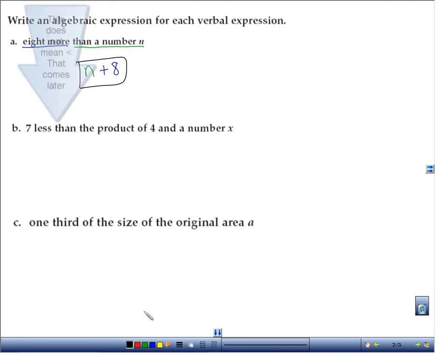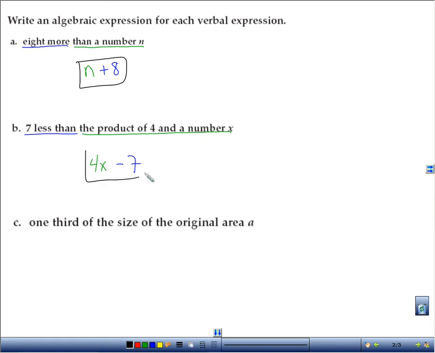In B, it says 7 less than. Well, this, just like more than is adding, less than is subtracting. So we're going to take 7 off of something that we're going to start with. A lot of people get confused. They see 7 less than and they put 7 minus, when really it's 7 that comes off of something else. Well, what does it come off of? It comes off the product of 4 and a number. And we learned what product means. Product means multiplication. So if I'm going to multiply 4x, I could write it as just a 4x minus 7. Now if you wanted, you could do 4 dot x minus 7, but typically we write it as 4x minus 7. That's a more concise way to write it.